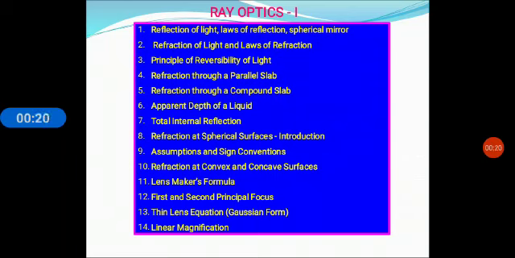reflection of light, laws of reflection, spherical mirror, refraction of light and laws of refraction, principle of reversibility of light, refraction through a parallel slab, refraction through a compound slab, apparent depth of a liquid, total internal reflection, refraction at spherical surfaces, its introduction, assumption and sign conventions, refraction at convex and concave surfaces, lens maker formula, first and second principal focus, thin lens equation and linear magnification.